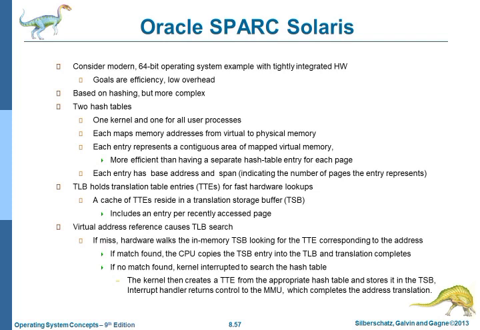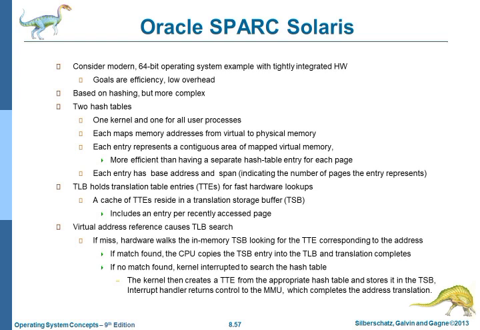Next, Oracle SPARC Solaris. First, consider a modern 64-bit operating system example with tightly integrated hardware. Goals are efficiency and low overhead. Second, it is based on hashing but more complex. And third, there are 2 hash tables, 1 for the kernel and 1 for all user processes. Each maps memory addresses from virtual to physical memory.